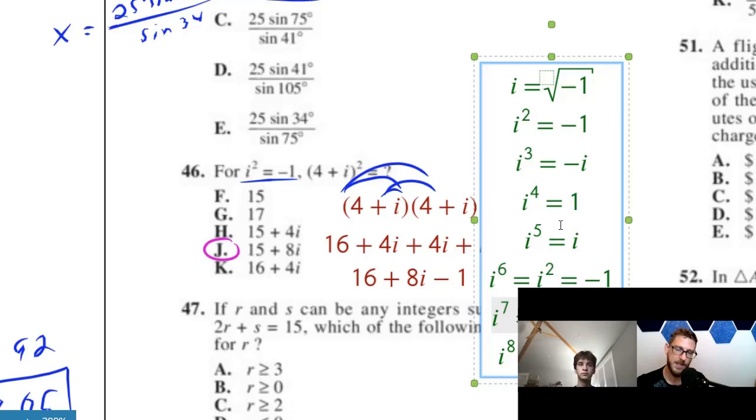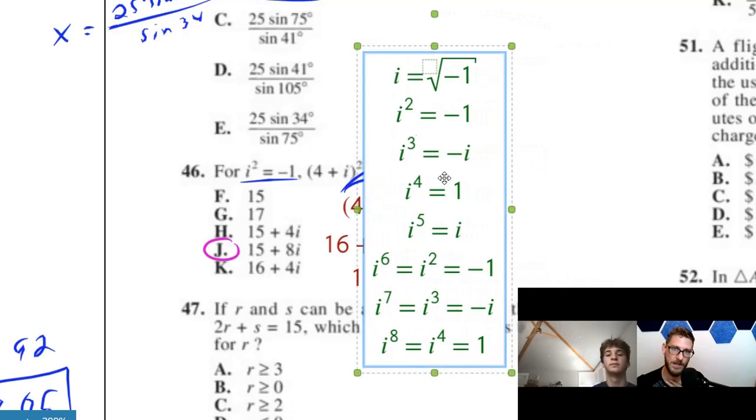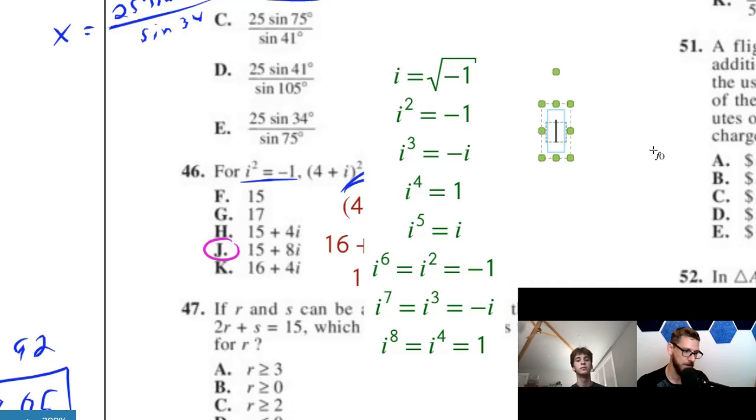And what's nice about this is then if you wanted to find, say, i to the 52nd power or something crazy like that. So let's say I wanted to find i to the 55. How would you do that, do you think? Can you figure out how to make that jump?